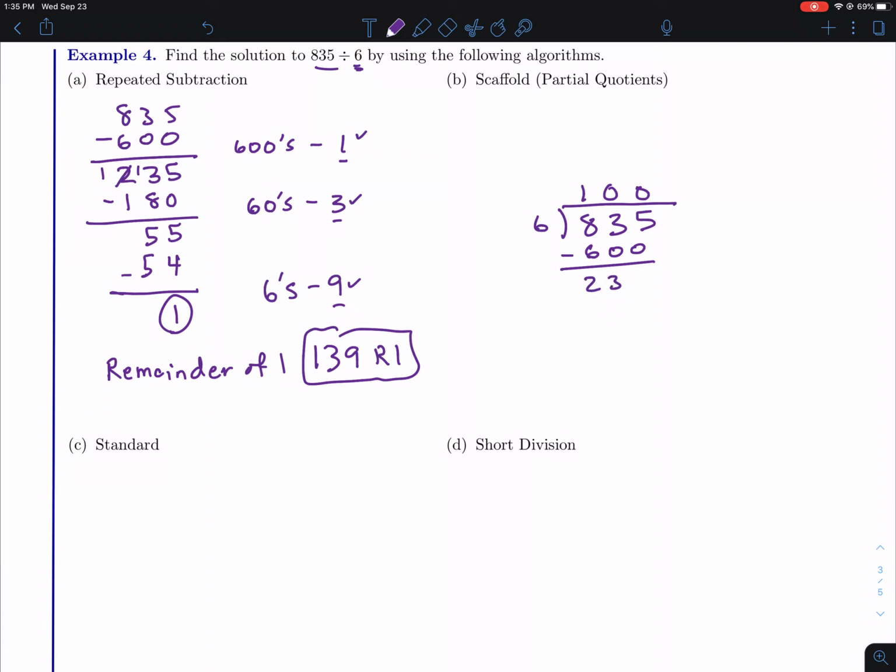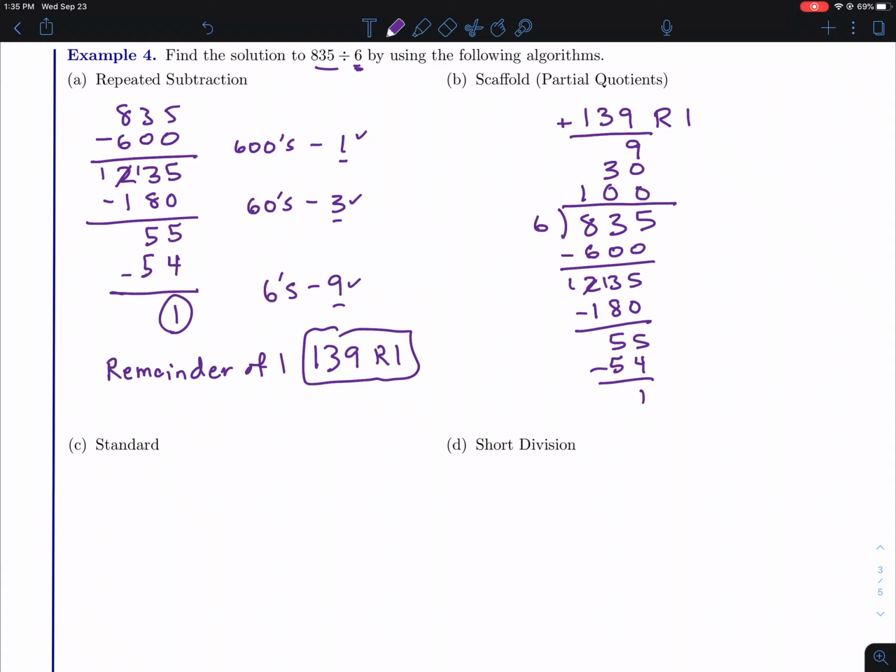And then that gives me 235. So now do the same thing. I'm trying to figure out how many 60s go into 235. I think we saw before that it was 30, or 3. So I can multiply 30 times 6 to get 180. And then finally, how many 6s go into 55 would be 9. So 54, minus 1 gives me a remainder of 1. And now I just add these up and down. So if I add them, I get 139 with a remainder of 1.